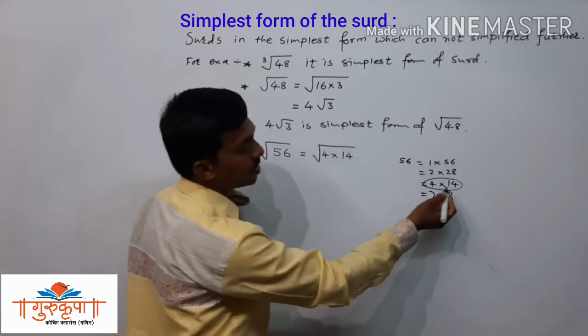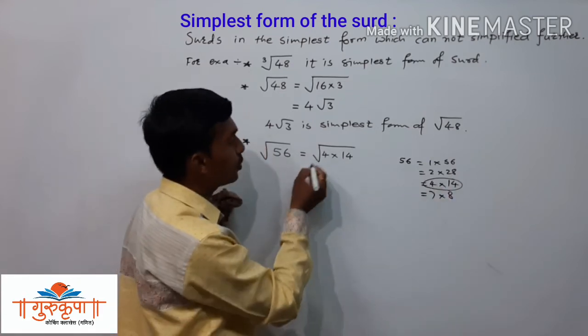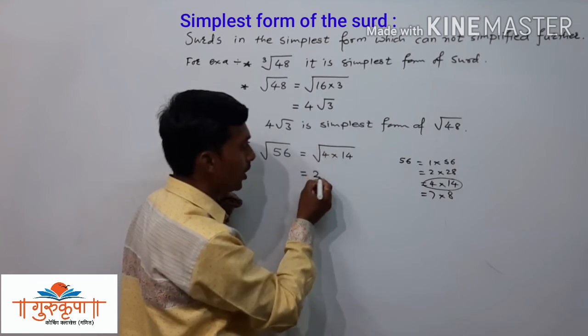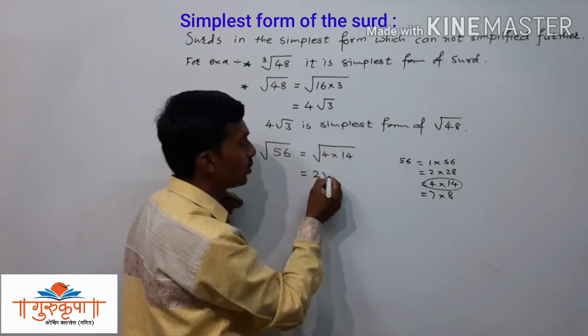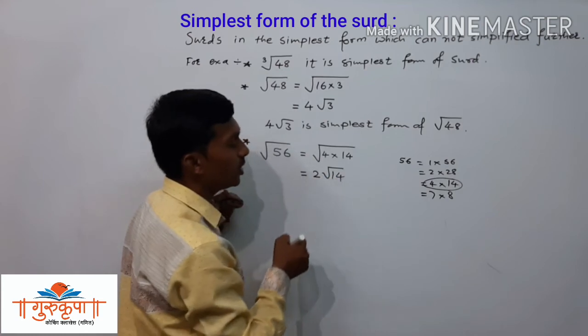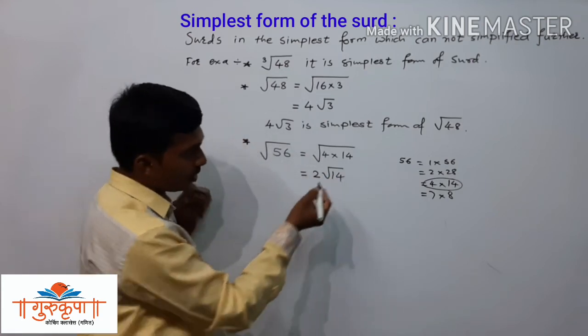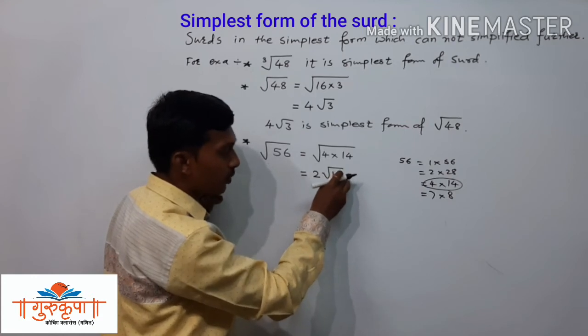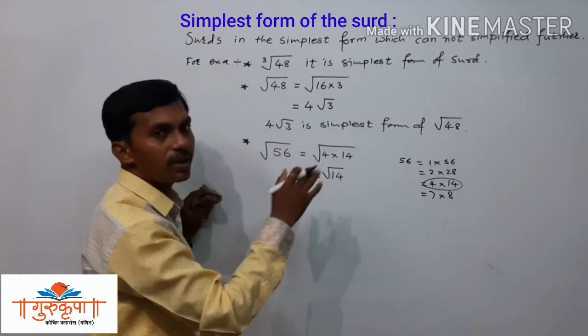So here the factors are 4 into 14, and square root of 4 is 2, and what is remaining inside the square root? Only 14 is remaining. Now can we simplify this again? Is it possible to find the factors of 14 such that the square root of one factor should be possible to find?